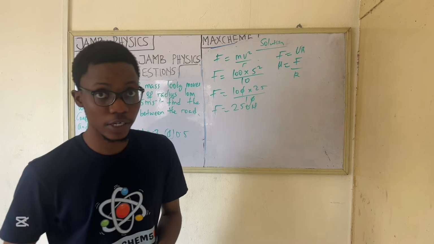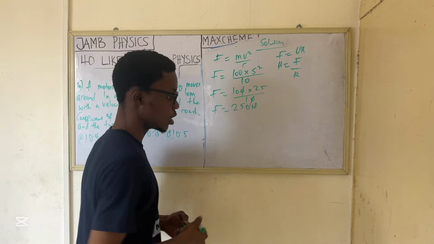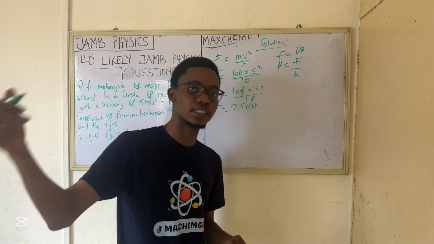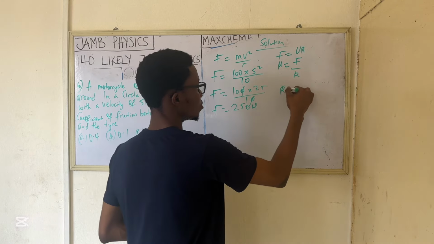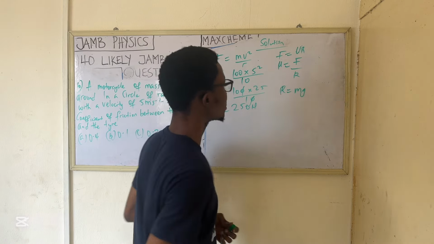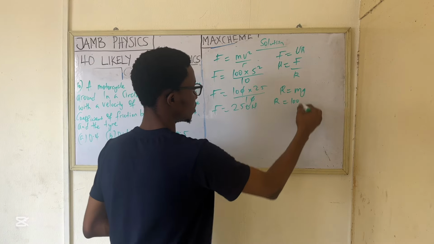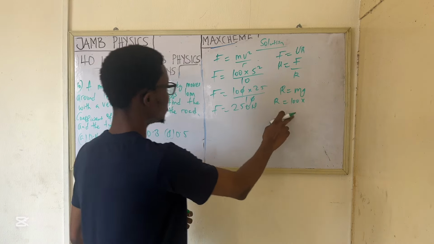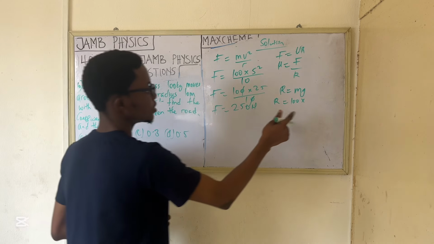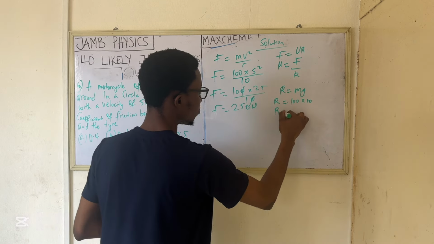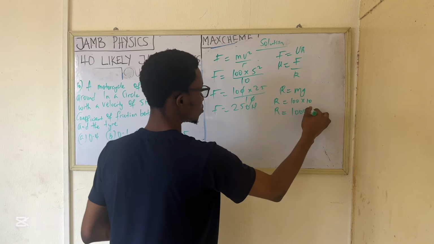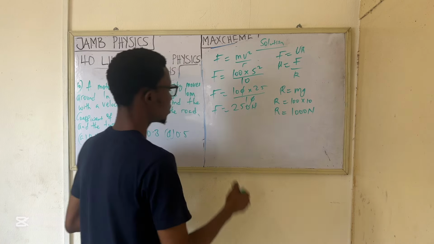And how do we get the normal reaction? When it is inclined, we say it is mg sin theta, or we say R is equal to what? mg. So get our R first. R is equal to 100 times the mass, right? The mass is 100 times gravity, which is 10. So our normal reaction is 1000 Newton. So we take their ratios.